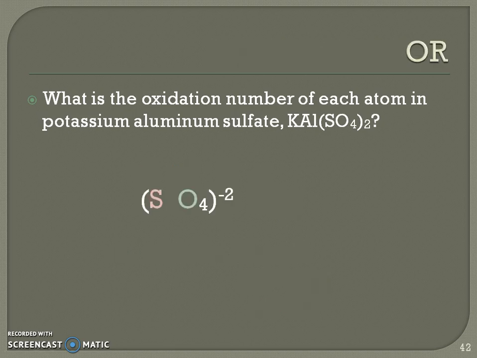Or you could have just solved for the polyatomic ion, because really sulfur is the only charge here that you really probably weren't sure of, and still use algebra to get your plus 6.